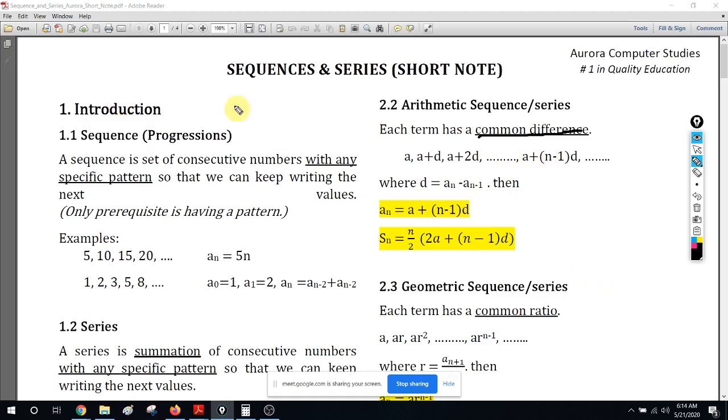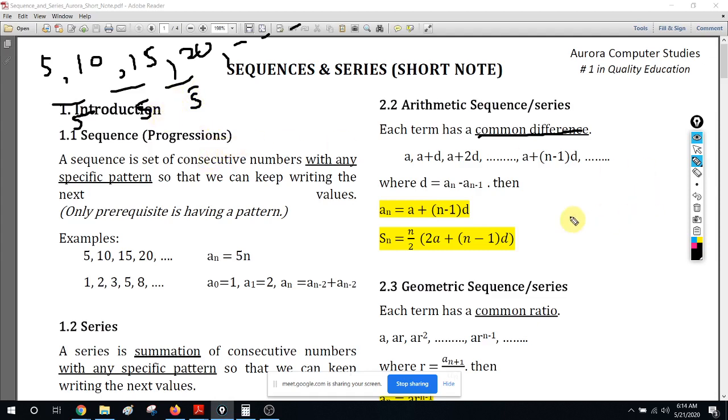Then we call it an arithmetic sequence. If you take something like 5, 10, 15, 20, you can see here the difference is 5, here the difference is 5, here the difference is 5. Now you can see it's an arithmetic sequence, right? So how do we calculate the common difference?